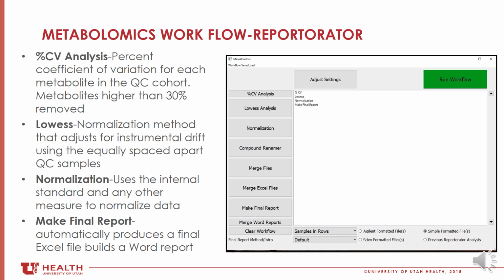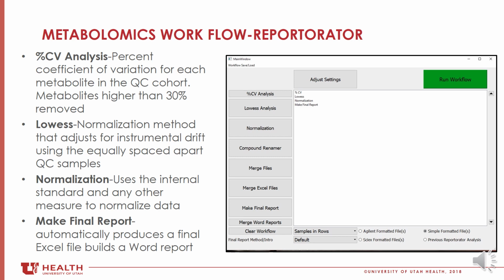So metabolites at a higher %CV of 30% are removed. The next step, in larger data sets to adjust for instrumentation drift, we will then do something called LOESS. And so what LOESS does is it goes through those equally spaced QC samples throughout the whole set and then looks to normalize for drift.